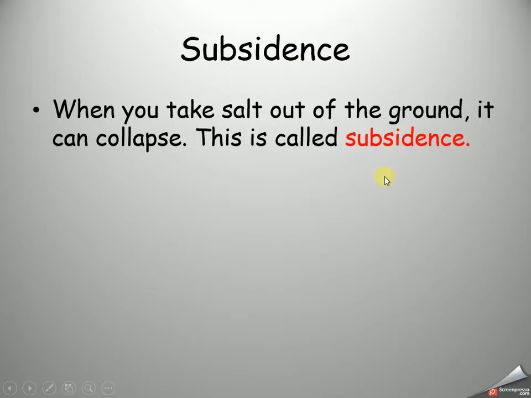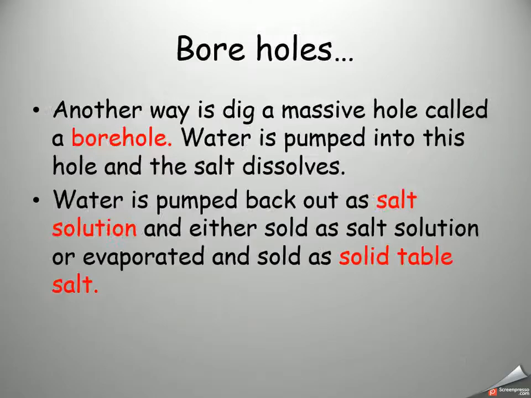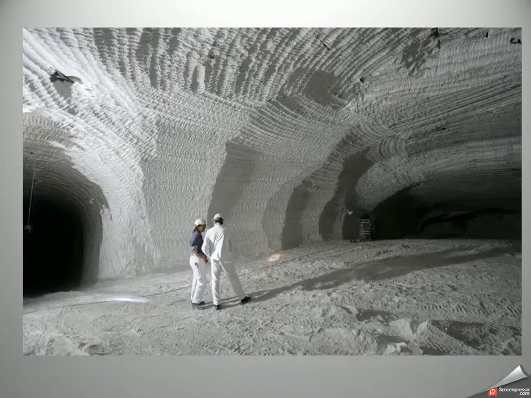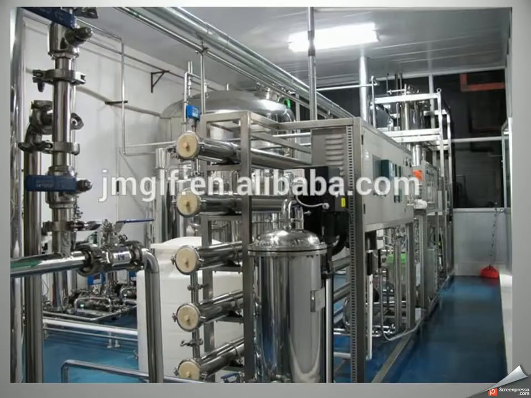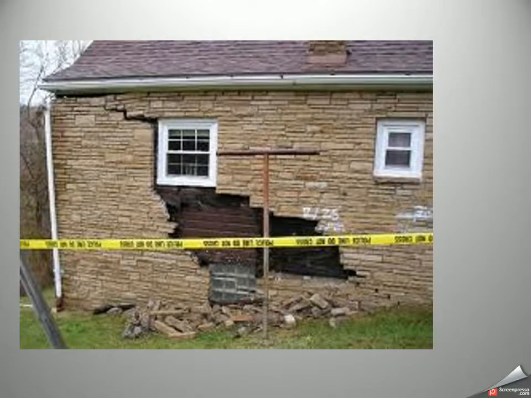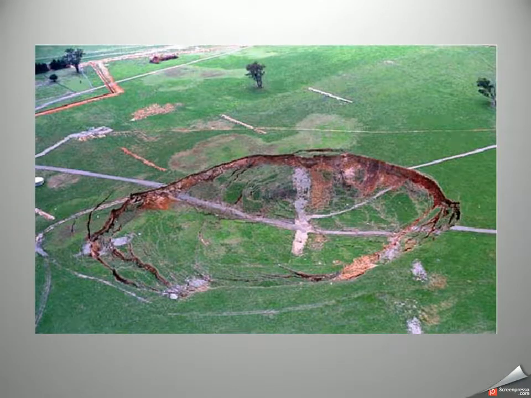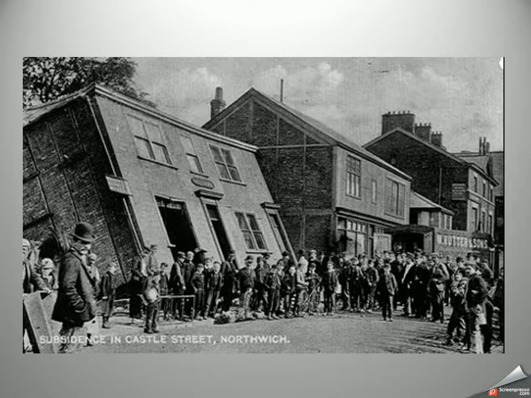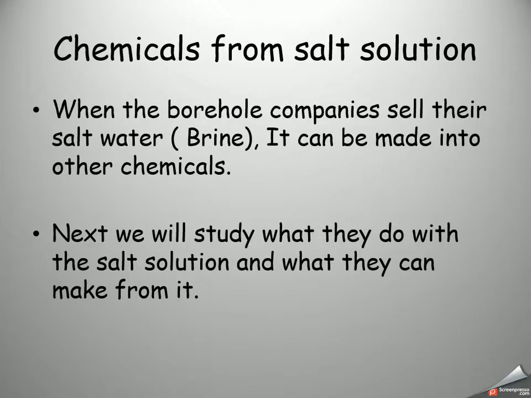So, when you take salt out of the ground, like you do with this big massive cave over here, you get something called subsidence. Subsidence is when the ground is empty, the buildings can collapse and make these massive holes. So that's a problem with this, and this is subsidence in a town in Northwich. I don't know where that is, and you can see this house is fully collapsed.